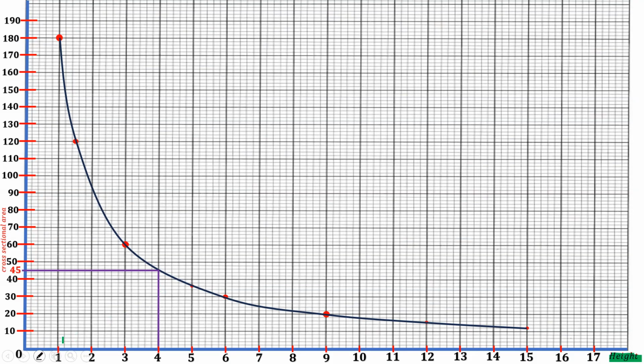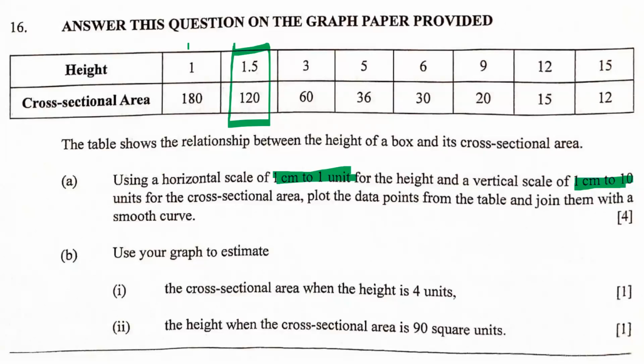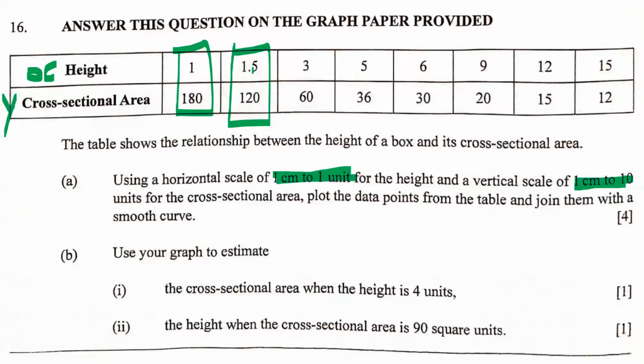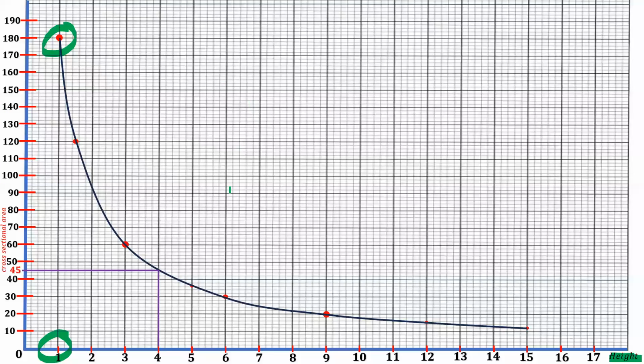Now let's plot the points. So the first point is 1 and 180. These are your x values. These are your y values, right? So that means that the first point, we have 1 and 180. So that's going to be 1, right, and 180, right? So that's where that point lies. The next one is 1.5 and 120.